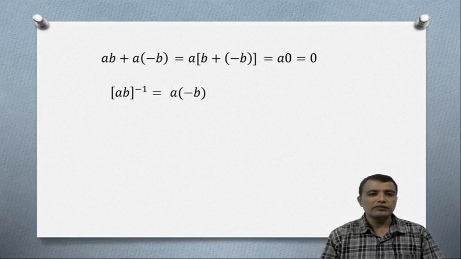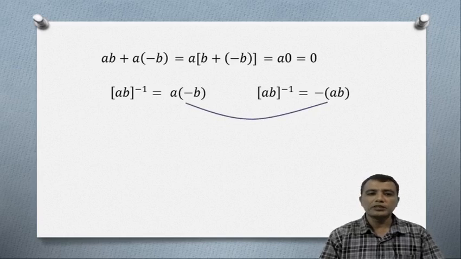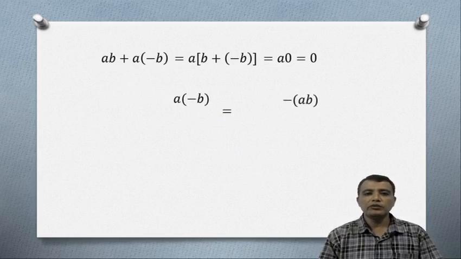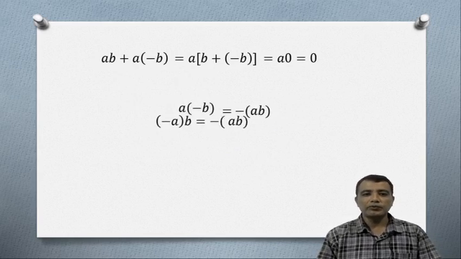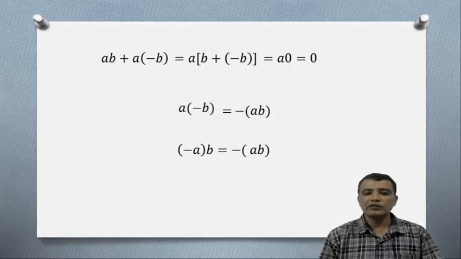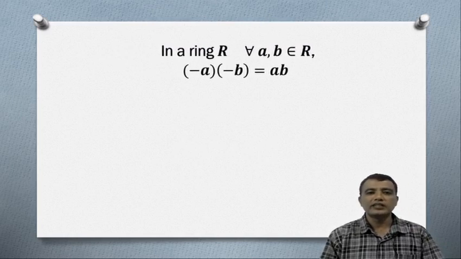But actually, what is the inverse of AB under addition? It is nothing but minus of AB. Now the left hand sides are equal, and therefore these two right hand sides must be equal. So therefore A into minus B must be equal to minus AB. Similarly, we can prove that minus A into B is equal to minus AB. Right? Okay.